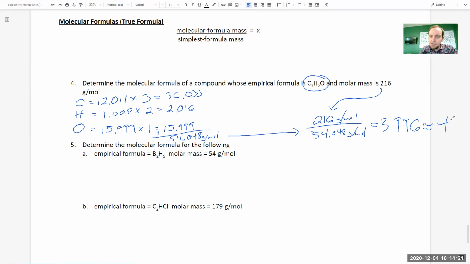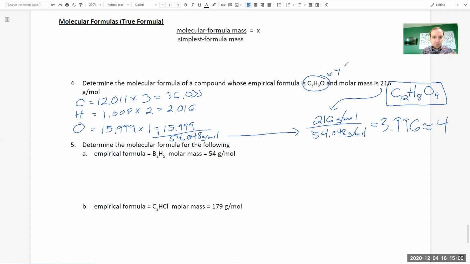So the final answer is not C3H2O. Again, that's the lowest whole number ratio called the empirical. We're going to multiply all those numbers up by 4. So C3 becomes C12. H2 becomes H8. O1 becomes O4. There is our final answer. We basically did this times 4. That is the molecular formula for this particular empirical formula if the molar mass is 216 grams per mole.